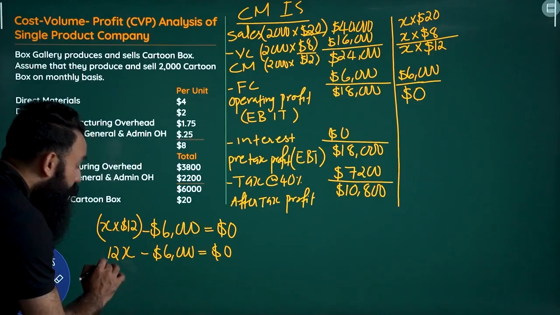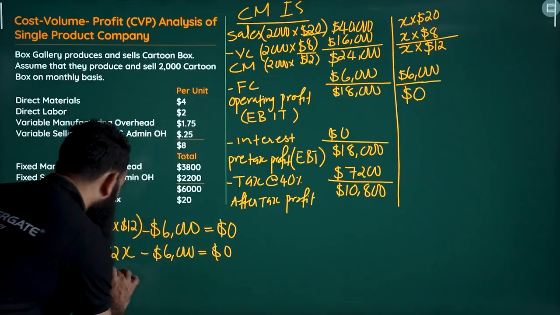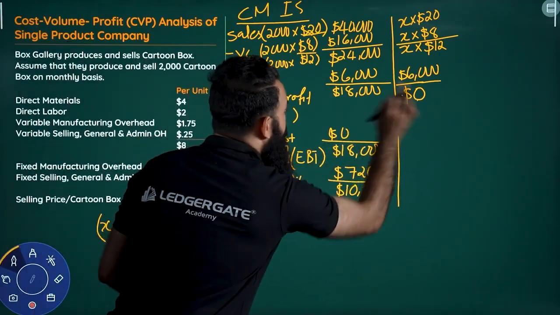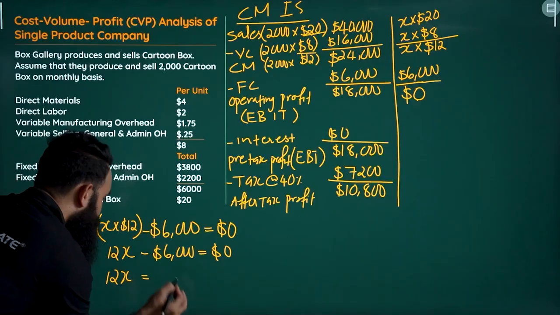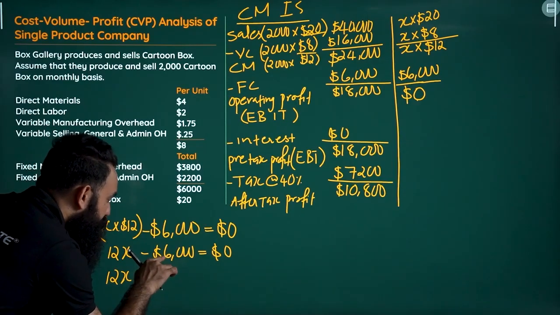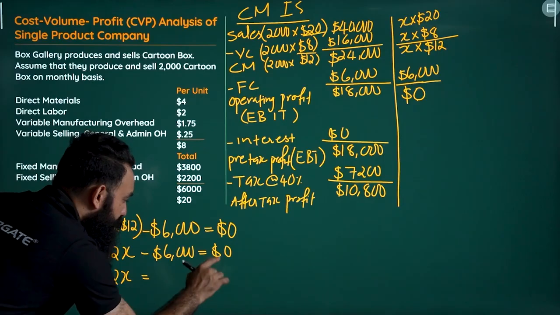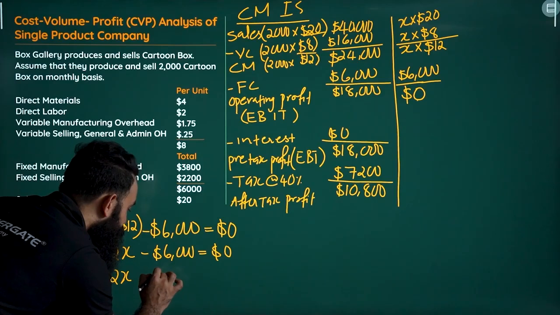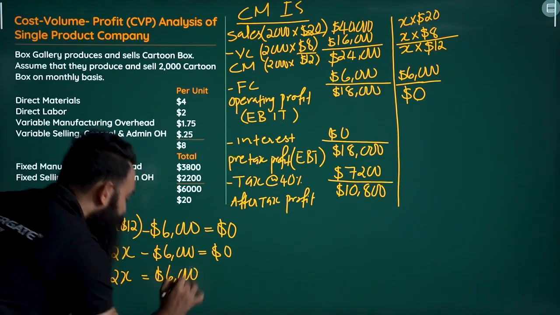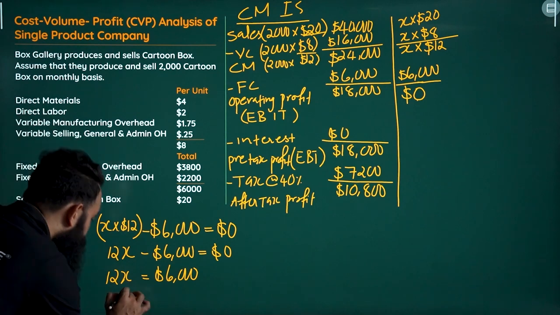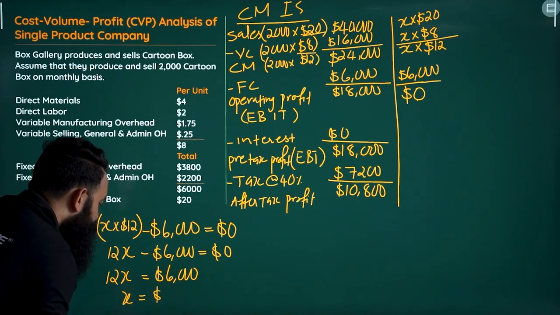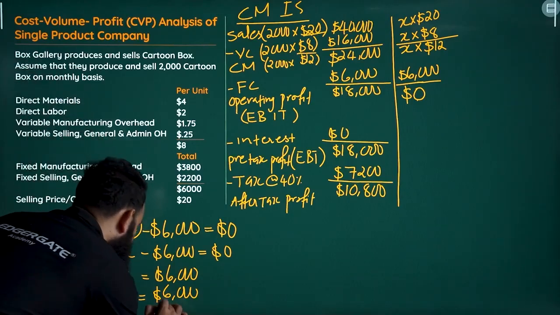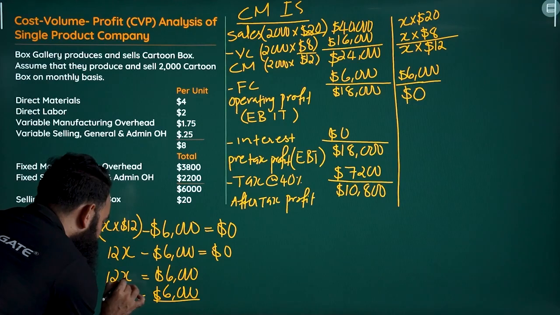Then 12X is equal to, now it's time to solve the value of X. What does X mean? This is the number of units to be sold to reach 0 profit. 12X is equal to, we are bringing this minus 6,000 to the right side, where 0 already is. When we bring it here, it becomes plus 6,000. Now X is equal to 6,000 divided by 12. The 12X is multiplication.